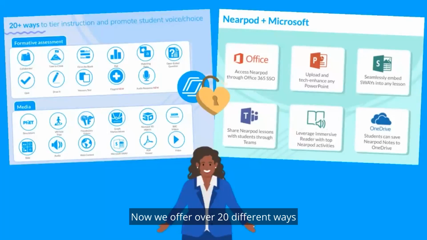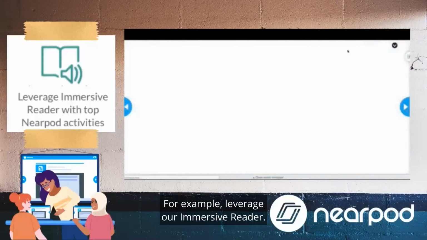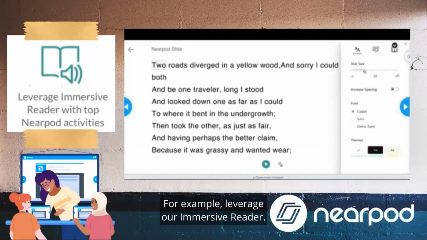Now, we offer over 20 different ways for you to tier instruction and promote student voice and choice. And Nearpod and Microsoft, as I mentioned, they're like peanut butter and jelly. There are so many different ways that you'll find these integrations. For example, leverage our Immersive Reader.